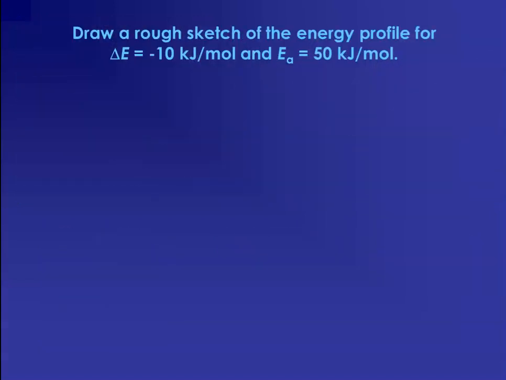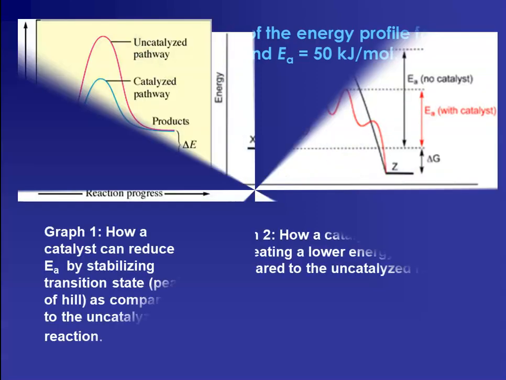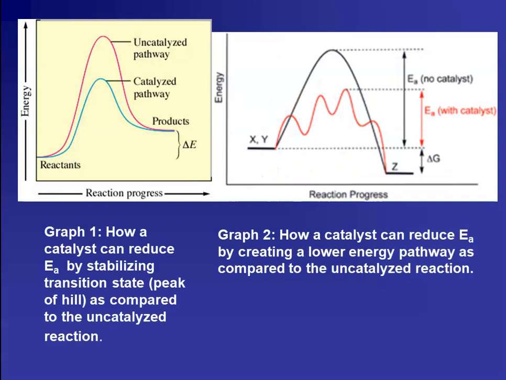And so here I have you drawing a rough sketch of what an energy diagram would look like for an energy change in the reaction of negative 10 kilojoules per mole. Delta E is like delta H, so because it's negative, that's the exothermic change. And EA is 50 kilojoules per mole. So if I go back to those graphs that I just showed you, you'll see delta E is on the graph on the left. Delta G is representing delta E over there on the right.